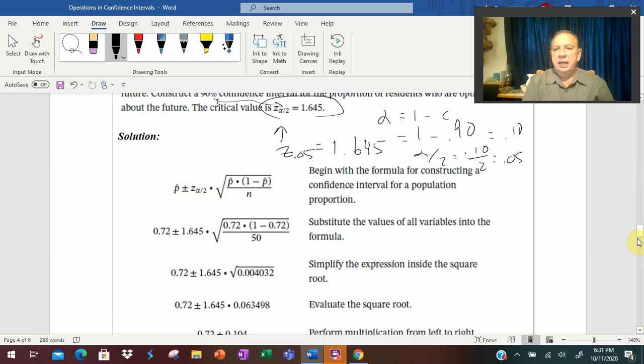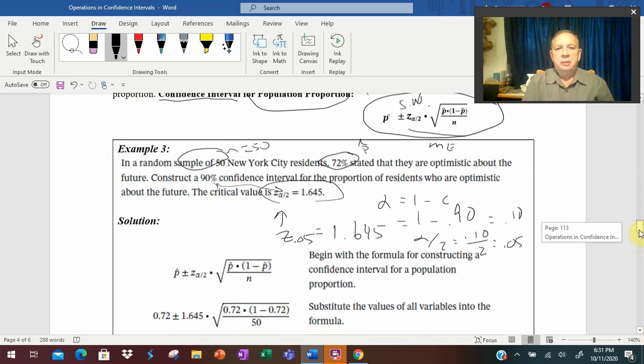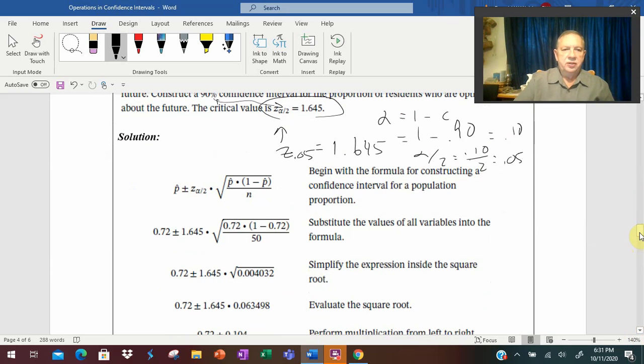Okay, so let's continue. Here was my p hat again. What was my p hat? My p hat was 0.72. Let me write this over here. P hat was 0.72. This is all we need to know to get everything that we're going to build from this point. 0.72, we've got the critical value, z alpha over 2. This is the critical value. And then p hat, 0.72, 1 minus p hat. This is also called q hat sometimes. P hat, q hat, the other side. And then divided by 50.